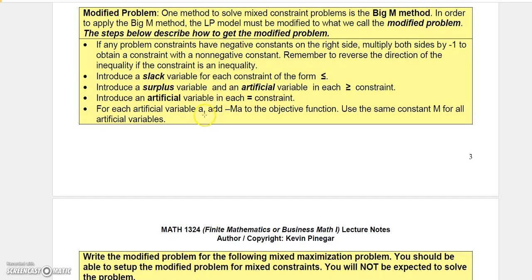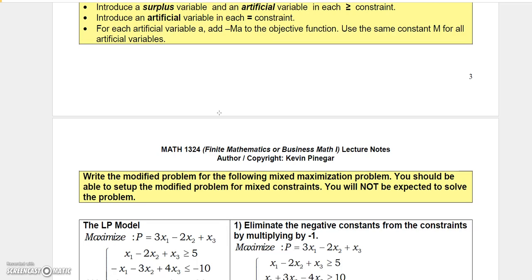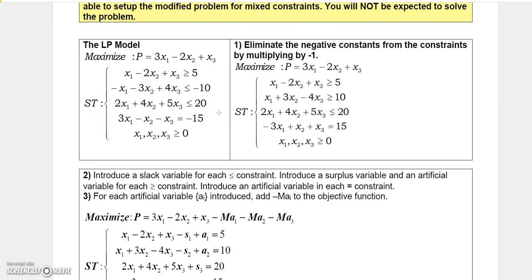Now, one last thing you do, for every artificial variable that's introduced, you have to add -M times each artificial variable to the objective function. And remember, this M is just a big number, like, you can think of it as 1,000,000. So anyway, let's look at how to set up a modified problem.